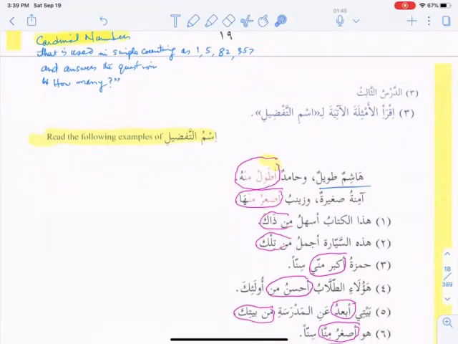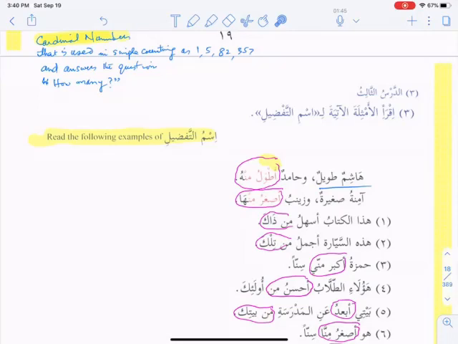Aminatu sagiratun. Amina is the mubtada, sagiratun is the khabar. Wa Zainabu asgaru minha. But Zainab is still smaller or younger than her, minha. So atwalu here is a comparative. This is also comparative. Everything is comparative because you will see min there.